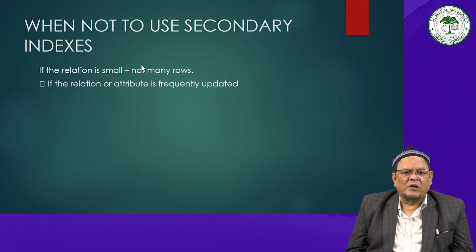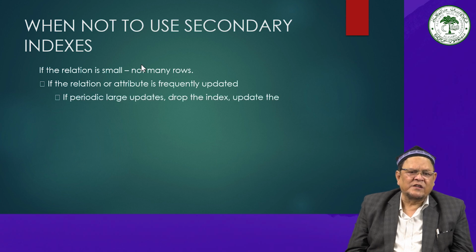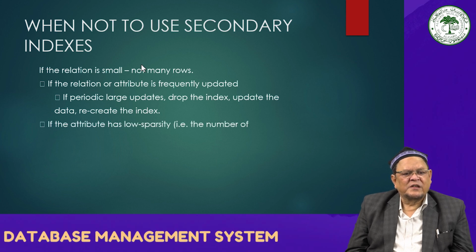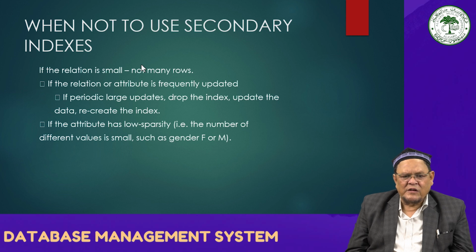If the relation or attributes are frequently updated, no need for that indexing. If there is a periodic large update, drop the index, update the data, and recreate the index. If the attribute has low sparsity, I mean to say the number of different values is small, such as gender: F for female, M for male.